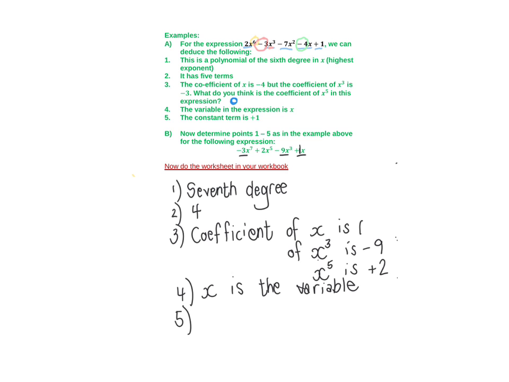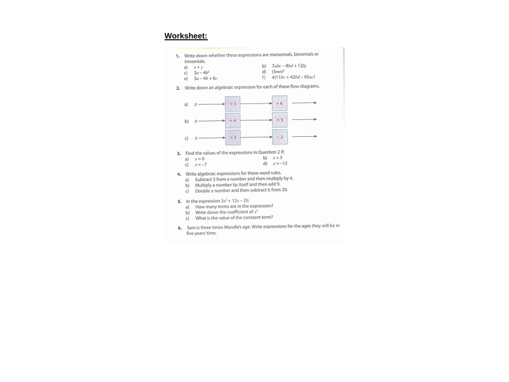And then point 5, the constant term is, do you see there's no constant term? There's no term that does not contain a variable in it, so therefore the constant term is 0. Okay, so 0 is the constant. I'm just going to add in here, for the sake of the PDF document, at point number 2, 4 terms, so we can go through it in your workbook.